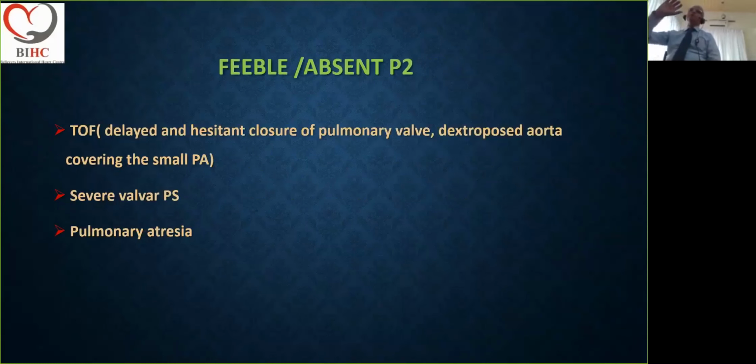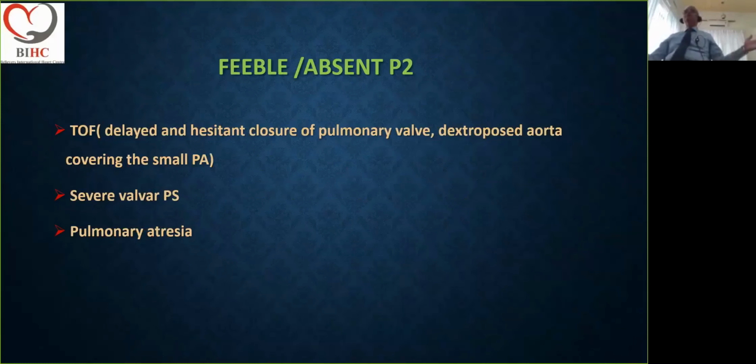You have the VSD, you have the infundibular stenosis. Below the pulmonary valve, you have the infundibulum, whose pressure is low. Normally, the pressure in the infundibulum is the same as the pressure in the RV cavity. But in the presence of a stenosed infundibulum, the pressure below the pulmonary valve is low. There is a gradient between the infundibulum and the RV.